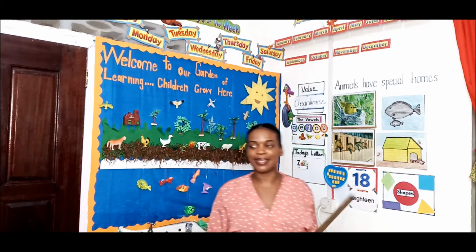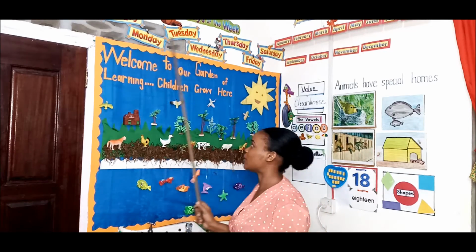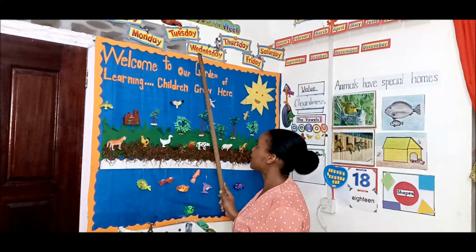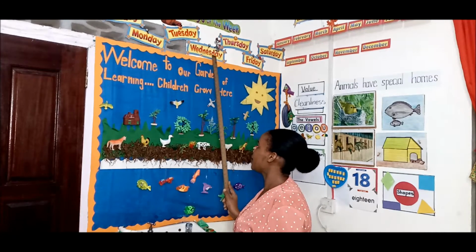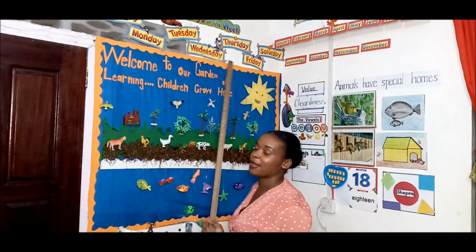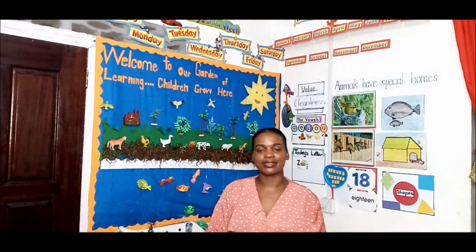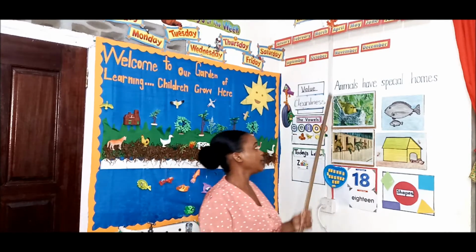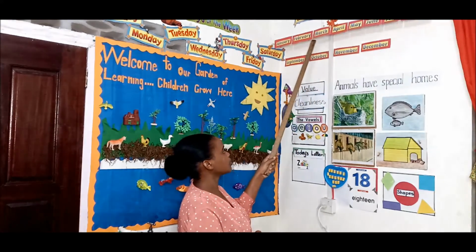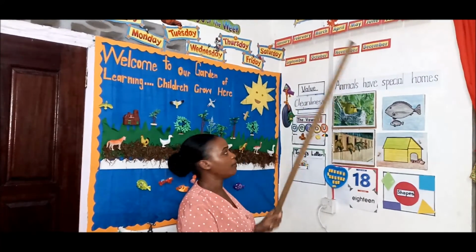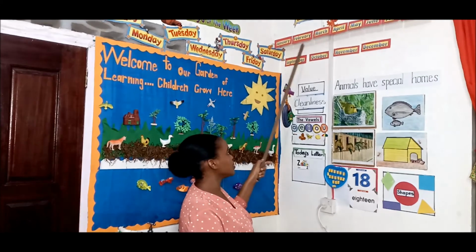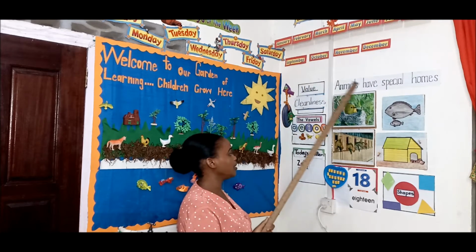Now today is what day? Today is Wednesday. Let's spell Wednesday. Capital W-E-D-N-E-S-D-A-Y, Wednesday. And Wednesday is the third day of the school week. We are in the month of March. March is the third month of the year.